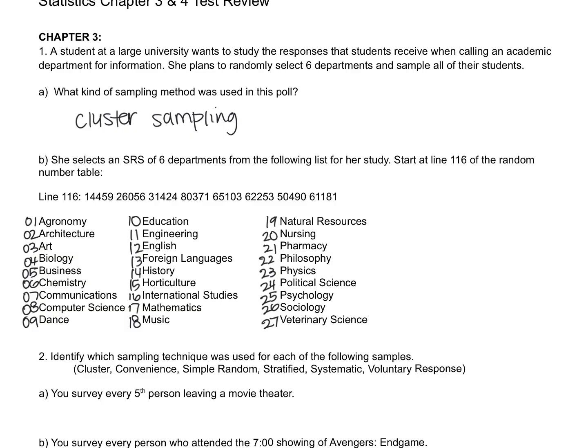Now, my numbers from the random number table, I need to split up into 2-digit numbers. So after every 2 numbers, I'm going to draw a vertical line, and that splits it up into my 2 digits.